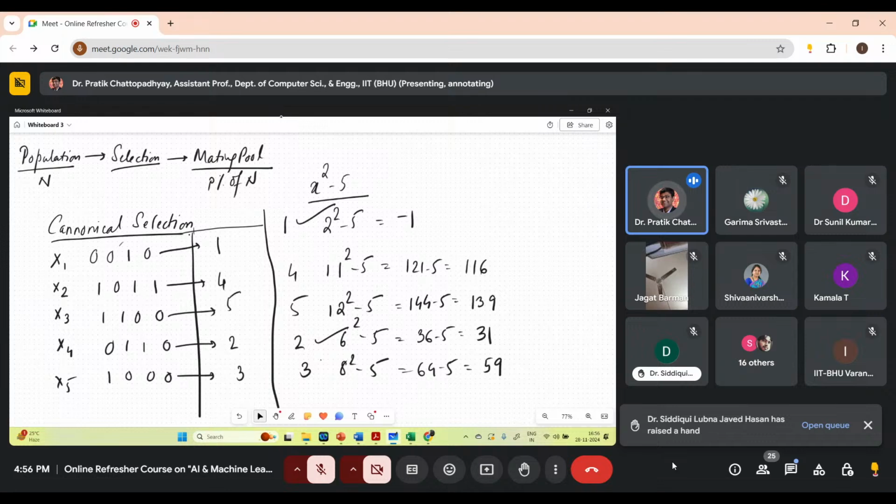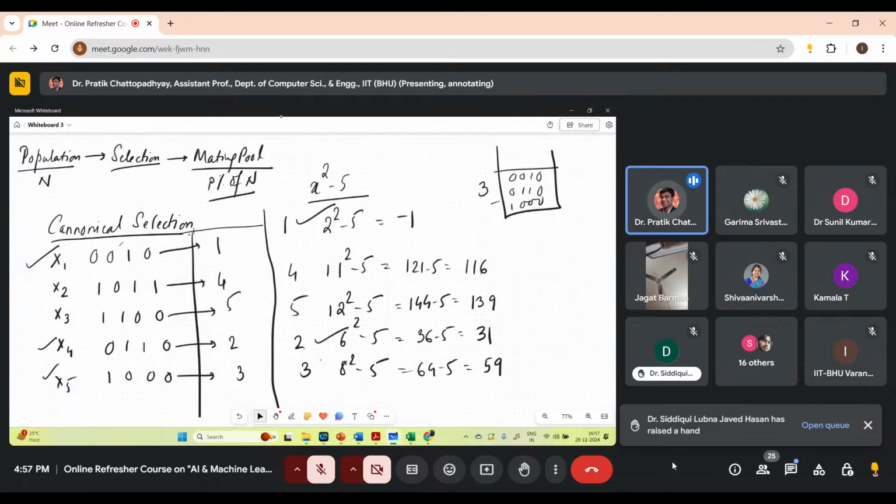If I can rank them, and depending on my mating pool size, let's say for 5 chromosomes my mating pool is of size 3. So I will take the best 3 solutions, that is x1, x4, x5, into this mating pool. So 0, 0, 1, 0, 0, 1, 1, 0. Out of these 5 individuals, these 3 will come into the mating pool. So canonical selection basically ranks the individuals based on some fitness, and then it selects the individuals based on the ranking.